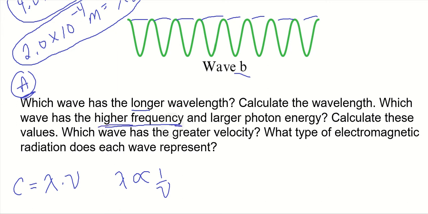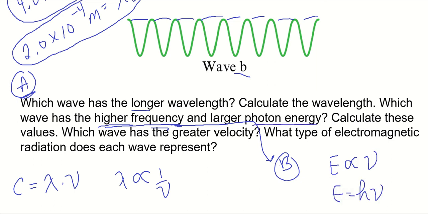I should have spaced these. How many questions are there in this part here? It's like a 5-part question. Higher frequency is wave B because it has a shorter wavelength. And larger photon energy. Well, we know that energy is directly proportional to frequency, by Planck's constant. That's also going to be wave B because it has the shorter wavelength, higher frequency. It's going to have higher energy.